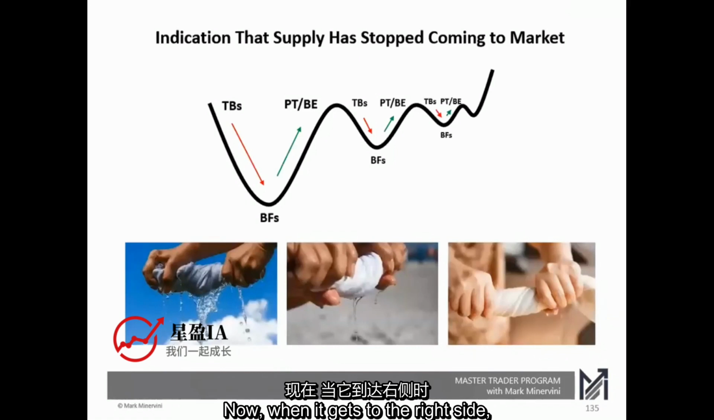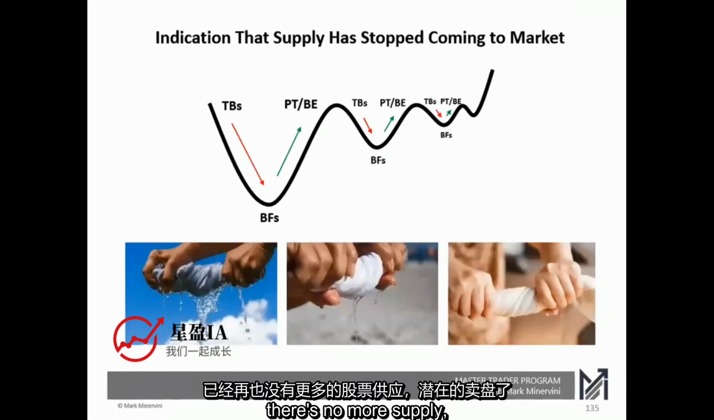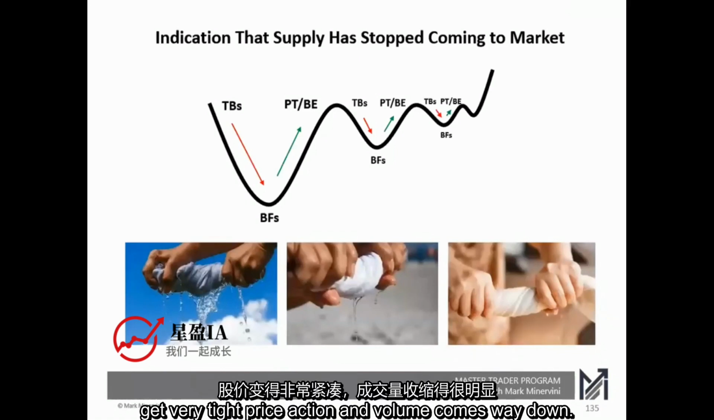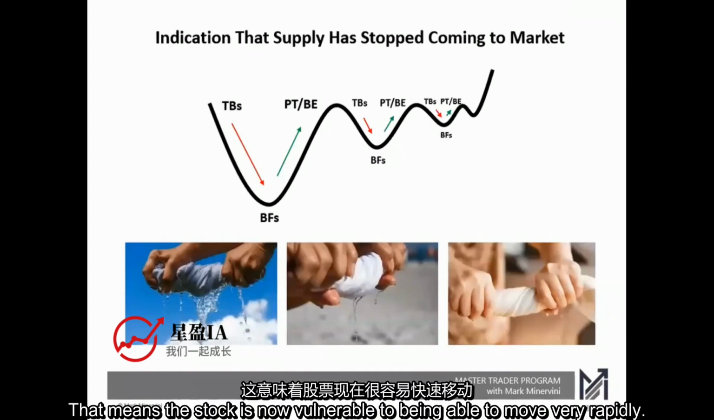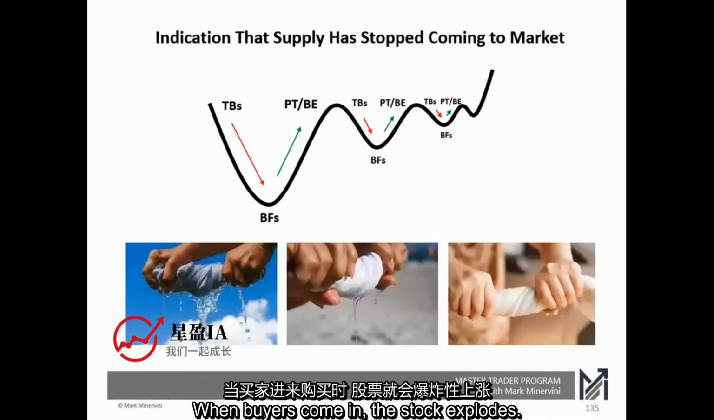Now, when it gets to the right side and there's no more supply, you've got very tight price action and volume comes way down. That's good. That's exactly what you want to see. That means the stock is now vulnerable to being able to move very, very rapidly. And when buyers come in, the stock explodes.